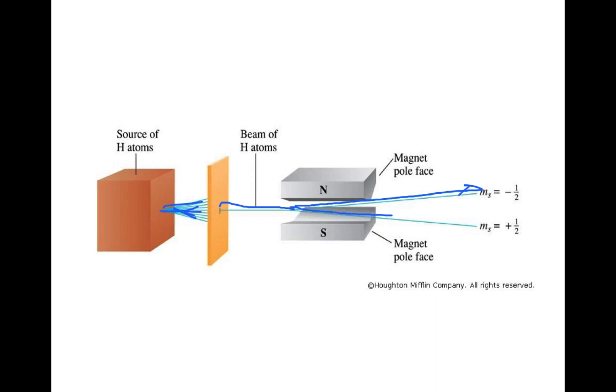And then our plus 1/2 has just the opposite behavior. It's not important for you to know that the minus 1/2 is attracted to the north and the plus 1/2 is attracted to the south. The only thing you really need to take away from the diagram here is that the plus 1/2 spin and the minus 1/2 spin are opposite and get deflected differently when applied to a magnetic field.